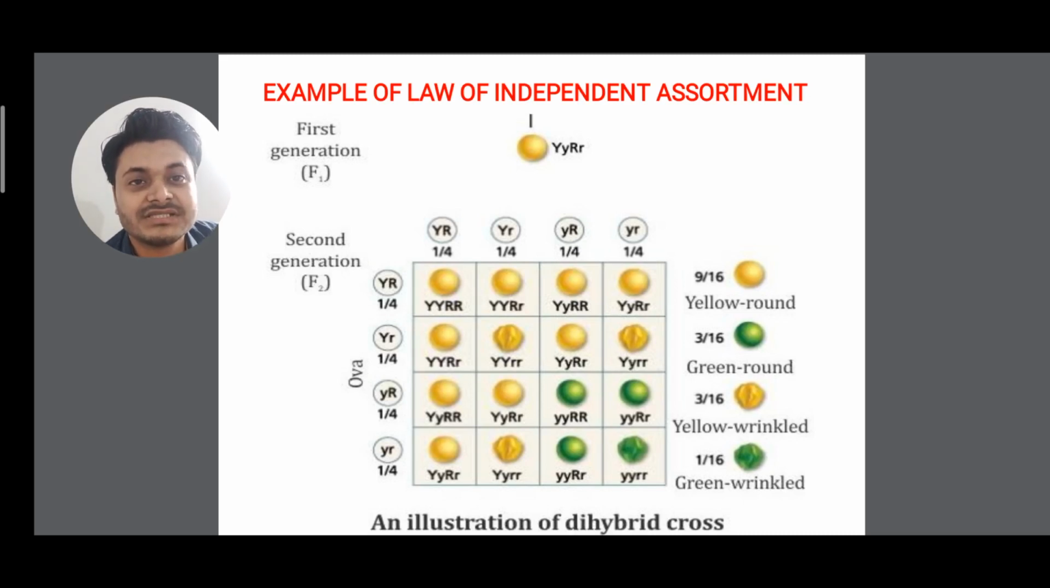The gametes that are produced from one parent, that is capital Y, small y, capital R and small r, independently assort and produce four different combinations: capital Y mixes with capital R, capital Y mixes with small r, small y mixes with capital R, and small y mixes with small r. So no compulsion is there that they have to mix with this only. Random sampling is done, anyone can mix with anyone. So this is what independent assortment means. Clear?